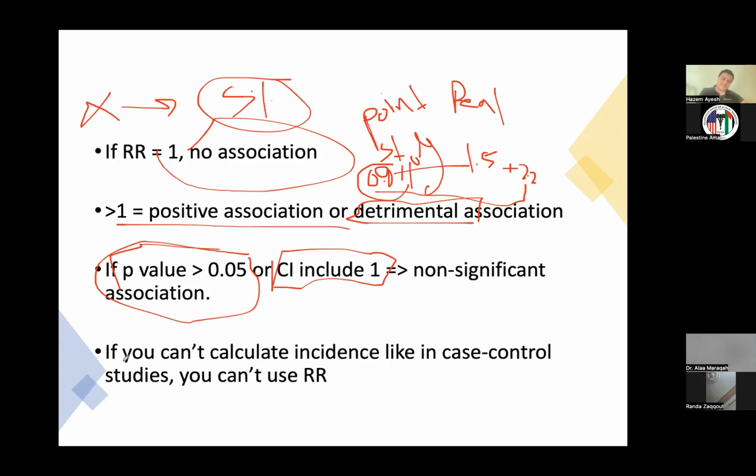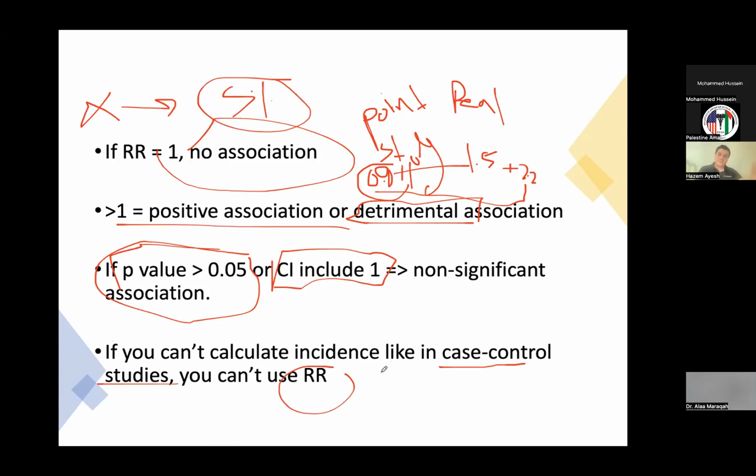And as we said yesterday, not all the study types can provide you with the incidence data. Only, like, case control, for example, can only provide you with the odds ratio. And the good thing about relative risk and the incidence data is that you can do something called number needed to treat, number needed to harm.